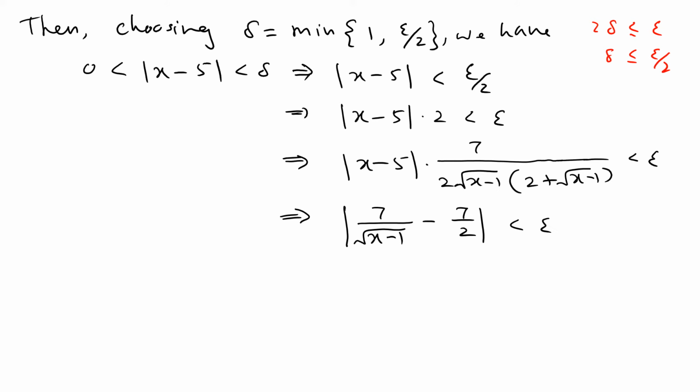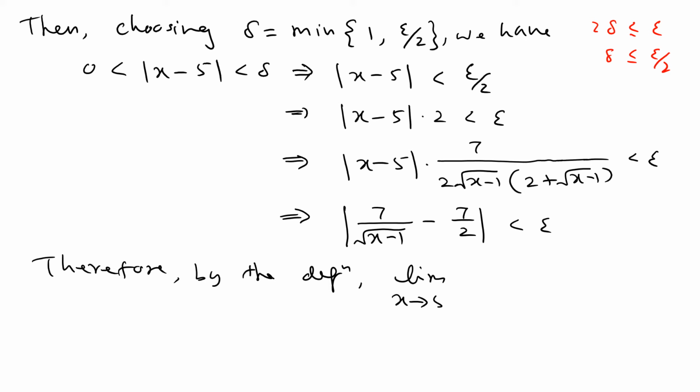Therefore, by the definition, we prove that the limit as x goes to 5 of 7 over the square root of x minus 1 equals 7 half. So this completes the proof.